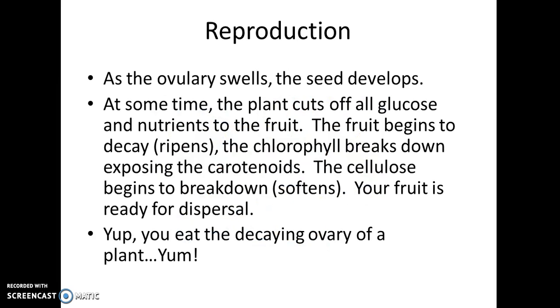As the ovary swells, the seed develops. Now, at some time, the plant cuts off all the glucose and nutrients to the fruit. The fruit begins to decay, and we call the decaying fruit a ripening fruit. The chlorophyll breaks down, exposing the carotenoids. The cellulose begins to break down, and the fruit becomes softer, and your fruit is ready for dispersal.